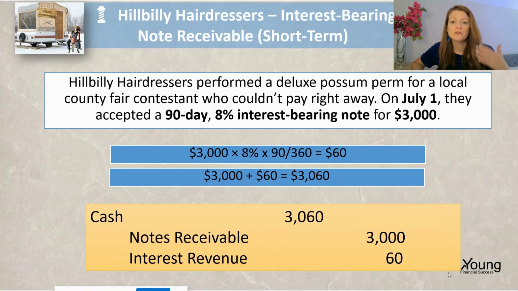Obviously, we recorded the notes receivable on July 1st when this took place, and they would show interest revenue for the $60. So the original entry back on July 1st would have been a debit to notes receivable and a credit to revenue in this case for the $3,000. Now, because we gave them a loan and it had interest, we get to also show $60 of interest revenue.